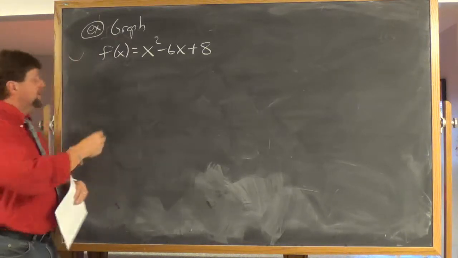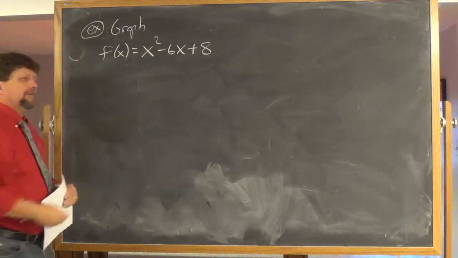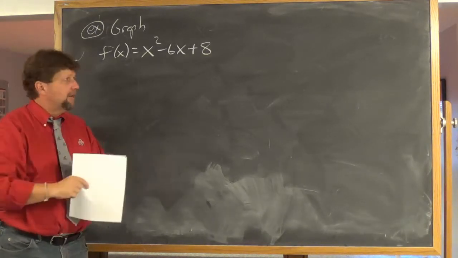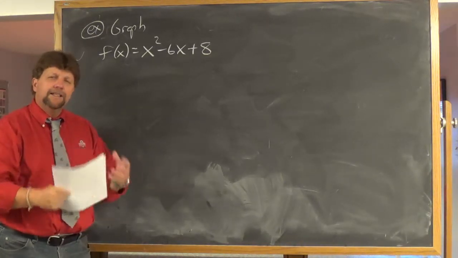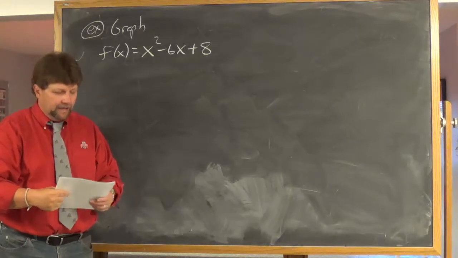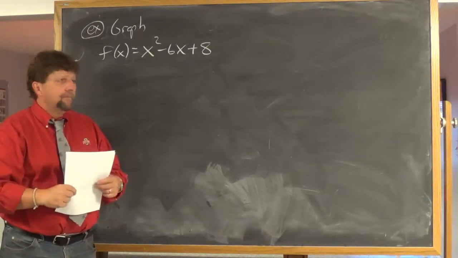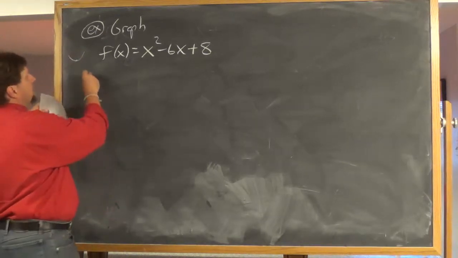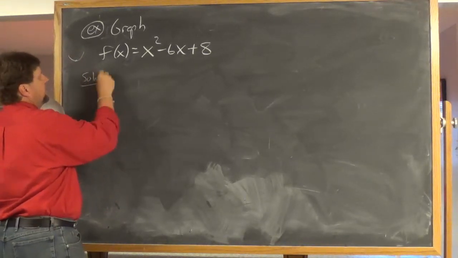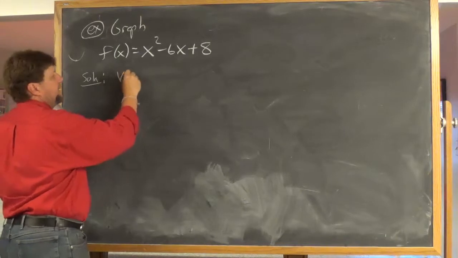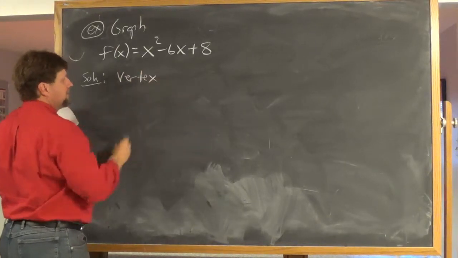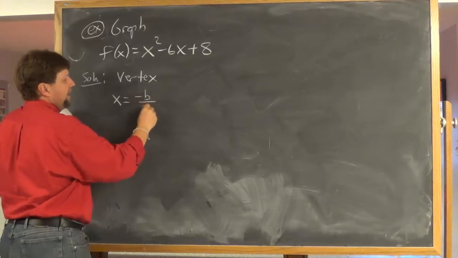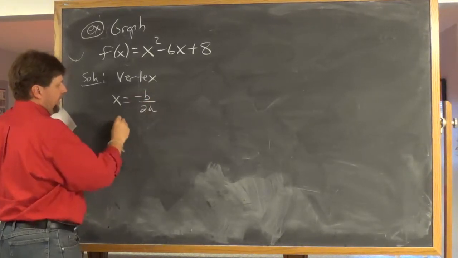The vertex will be a minimum value. We haven't found the vertex yet, we haven't done anything, but we have an idea of what the graph should look like. So with that said, why don't we go ahead and find some of those important points. So I would start off by identifying the vertex. Now remember, the x-coordinate of the vertex is found by doing negative b over 2a.